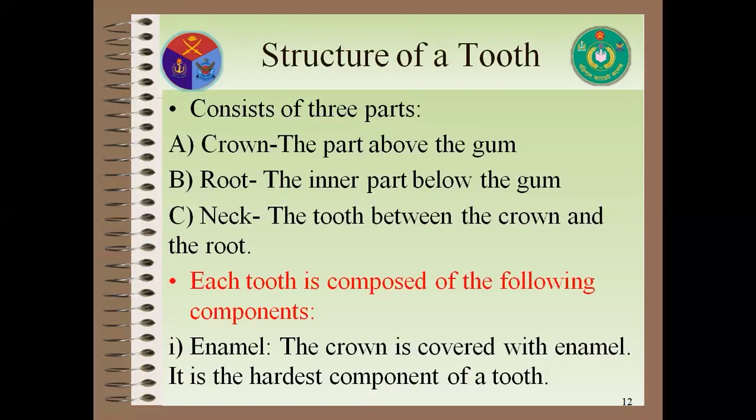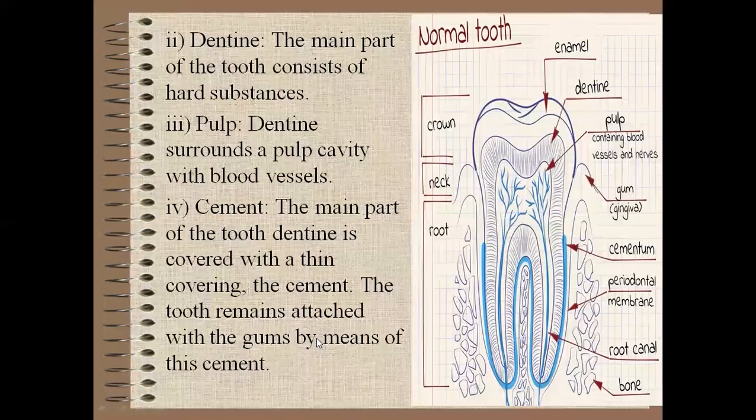Each tooth is again composed of the following components. Number 1, enamel. The whitest part of the tooth, which is the hardest part of the tooth, is called enamel. Then dentin. The layer below the enamel is called dentin. Pulp. The cavity or soft portion inside the dentin is called pulp. It contains blood vessels and nerves.